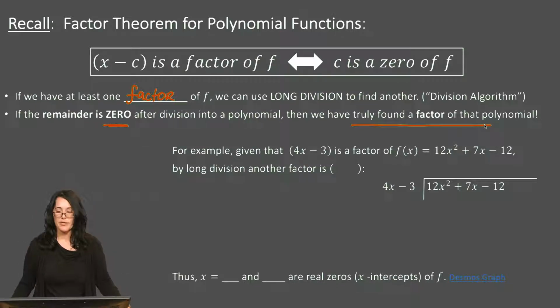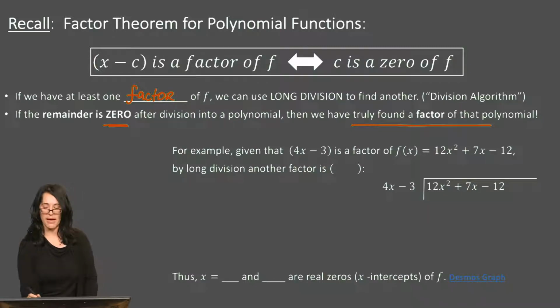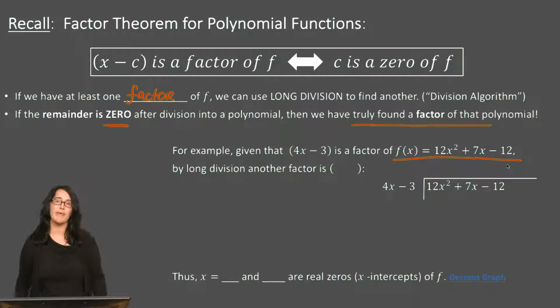So let's begin with that scenario, but for polynomials. Suppose we have a polynomial f of x equaling 12x to the second power plus 7x minus 12. Now, if someone were to come up to you and say, I think that 4x minus 3 in parentheses is a factor, you could say thank you very much, and then you could check if they're actually telling you the truth. All right? So how would you do that?